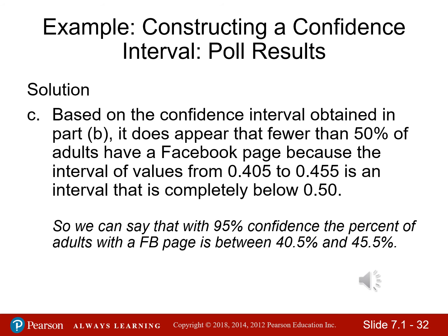So based on our evidence provided by our sample and the confidence interval obtained above, it does appear that fewer than 50% of adults have a Facebook page, because the interval of the values from 0.405 to 0.455 is an interval that is below 0.50. Another way of saying this is that we are, with 95% confidence, the percent of adults with a Facebook page is between 40.5% and 45.5%.